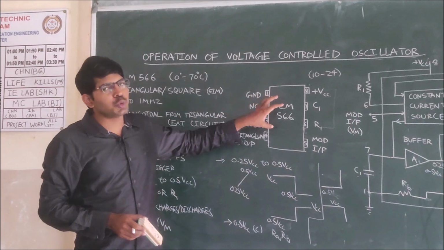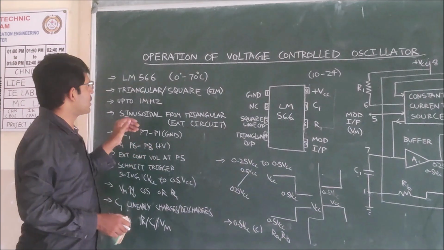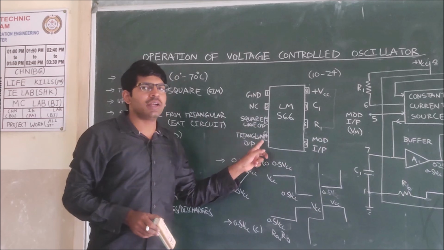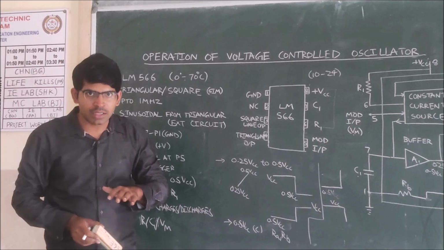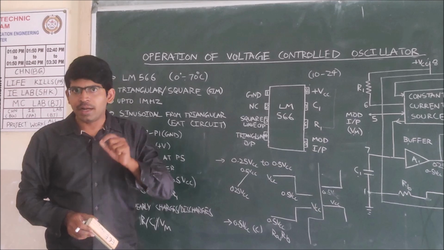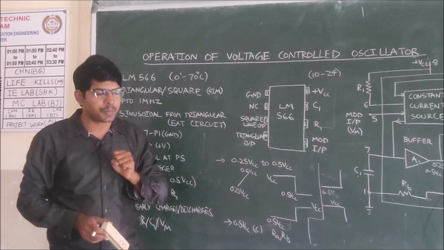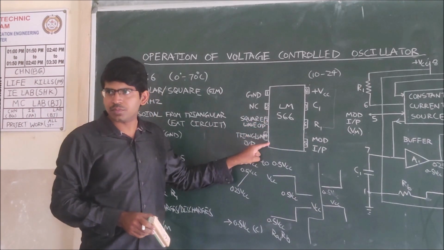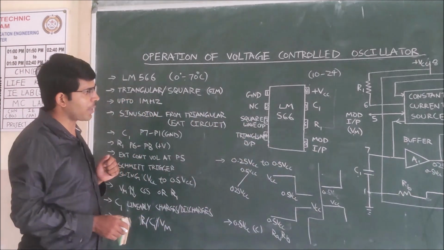For what purpose are we using this LM566? We are using it mainly for the generation of square wave and triangular wave outputs simultaneously. It is not that we generate the square wave and triangular wave one by one. At the same time, simultaneously, we can generate square and triangular waves at pins 3 and 4, with a frequency up to 1 MHz. The maximum frequency is 1 MHz.